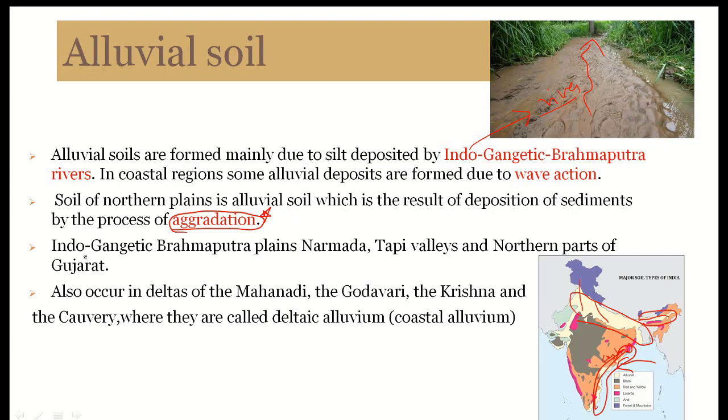Where are they found? Indo-Gangetic Brahmaputra plains, Narmada and Tapi valley. You can see here in the Narmada and Tapi valley we can also find the alluvial deposit, and the northern part of Gujarat. They also occur in the deltas of Mahanadi, Godavari, Krishna and Kaveri. The delta brought by Mahanadi, Godavari and Krishna also forms the coastal alluvial soil.